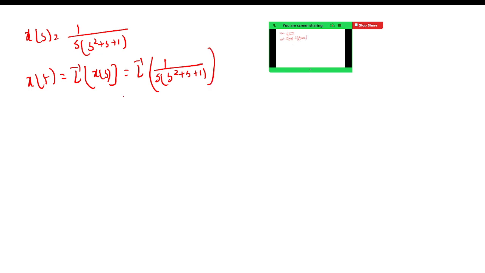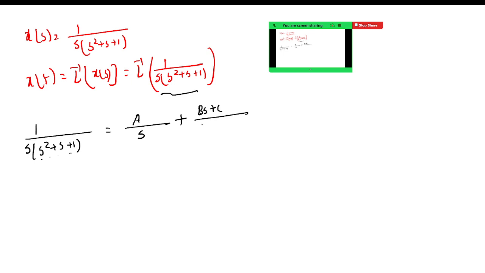Right? So now this is very important. I have to convert 1 upon s into s square plus s plus 1 into partial fractions, which will be in the form A upon s plus Bs plus C divided by s square plus s plus 1. Are you getting it? This is just a simple partial fraction that you must have studied in BTech or in class 12.